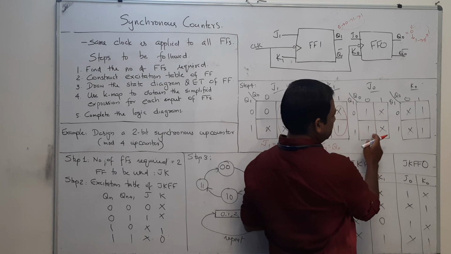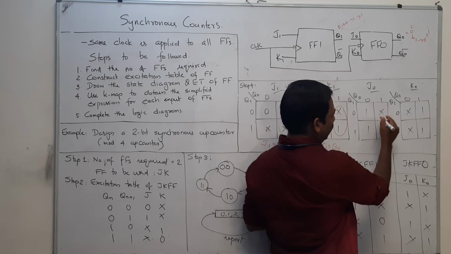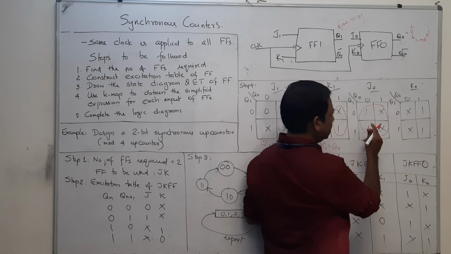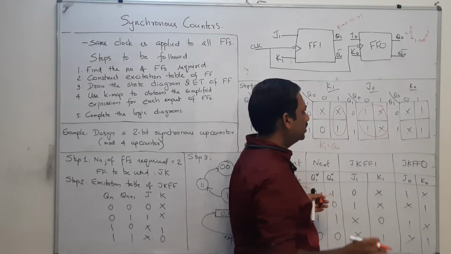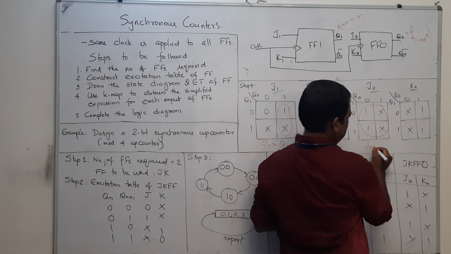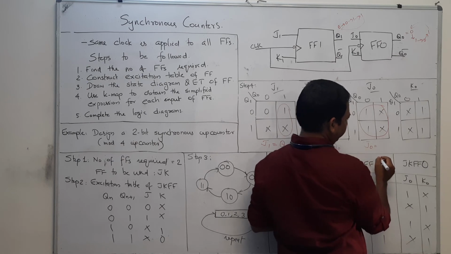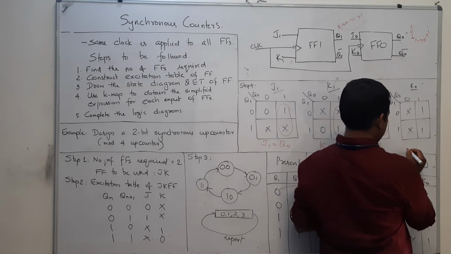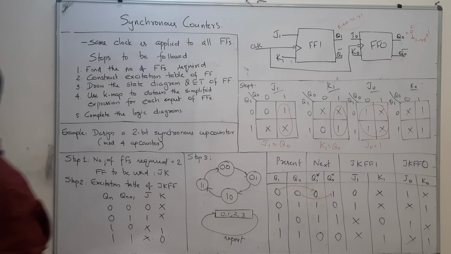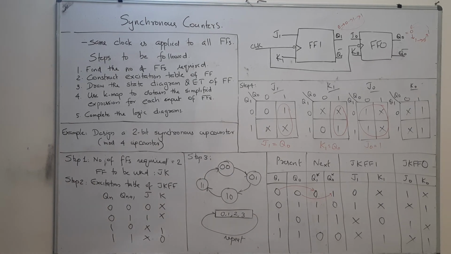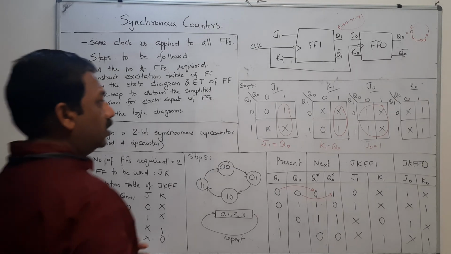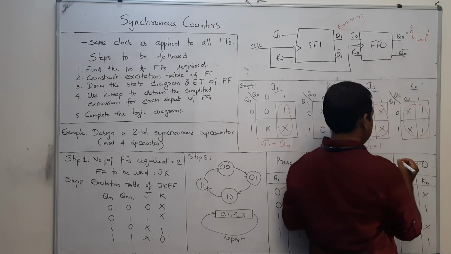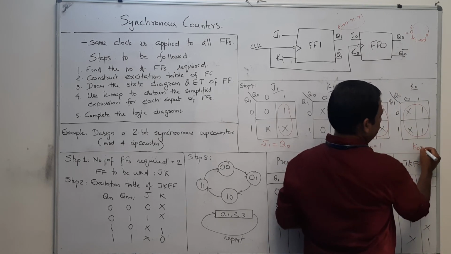Now, this is 1x and 1x. Now, I am going to group this. That means everything has gone. That means J0 is 1, and what is the value of K0? Here this is also everything. That means J0 is equal to 1 and K0 is equal to 1.